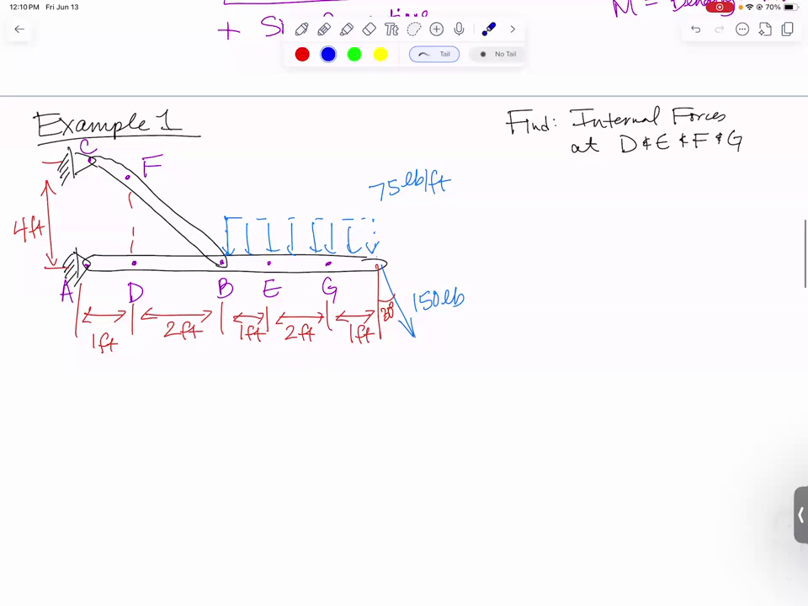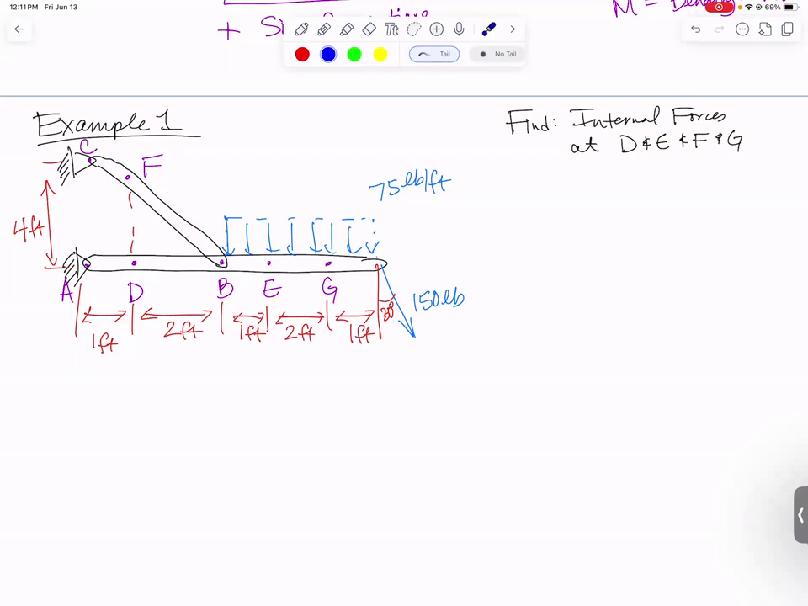Here's my first example. We've got a bar that is pinned at A. At B, it's pinned to this other member, BC, that goes back and is pinned to the wall at point C. Looks like it's got a distributed load acting on it and a downward to the right 150-pound force at a 30-degree angle. And we've got dimensions between a lot of points on here. And you'll notice this has a lot more points than the usual problem.